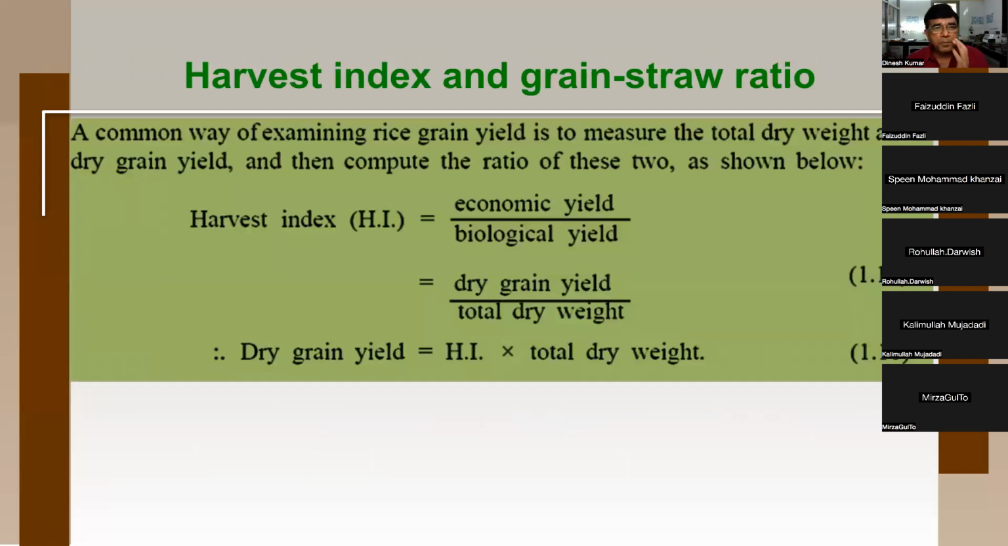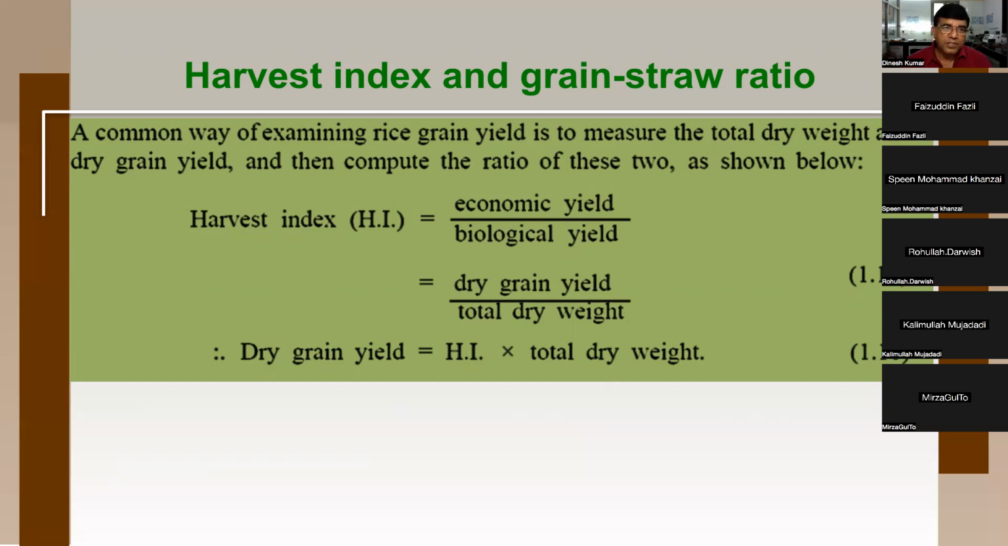This is also a very important index. A common way of examining rice grain yield is to measure the total dry weight and dry grain yield, and then compute the ratio of these two. I think you already know about this harvest index, what is meant by harvest index. It is economic yield divided by biological yield.